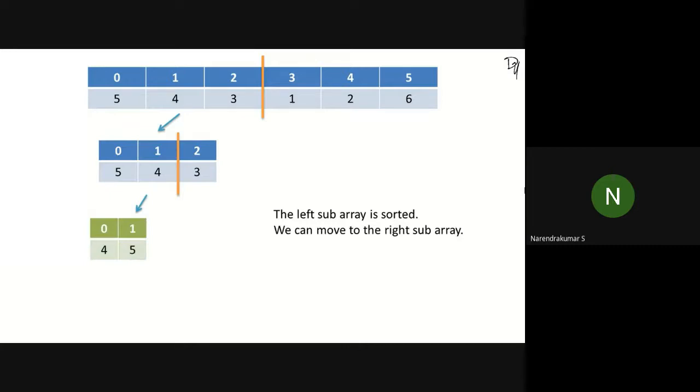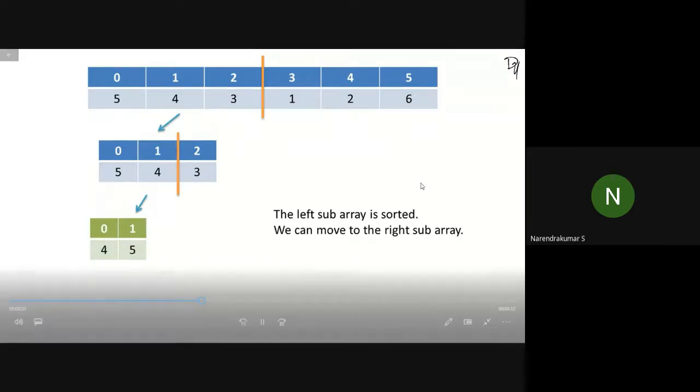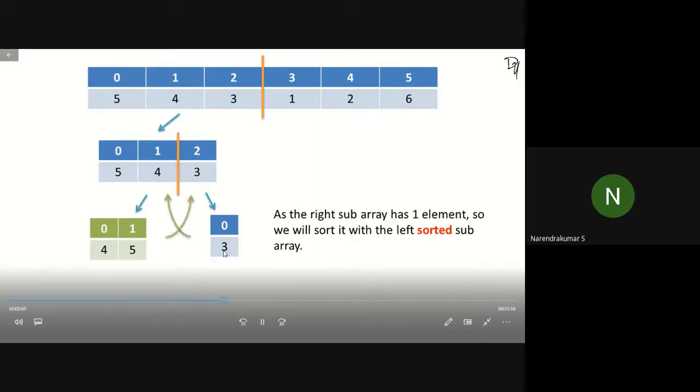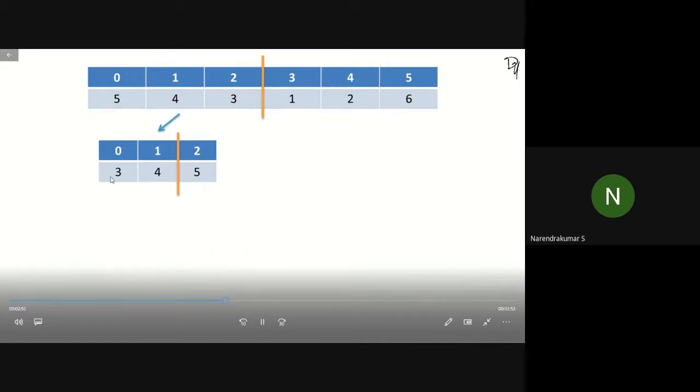So 0, 1, we have the solution for this problem. Next, this problem will be taken. As we have only one element, these two will be combined. While combining, it will sort the elements. This logic has been explained in class by sir. The same thing here, so now this part has been sorted: 3, 4, 5.